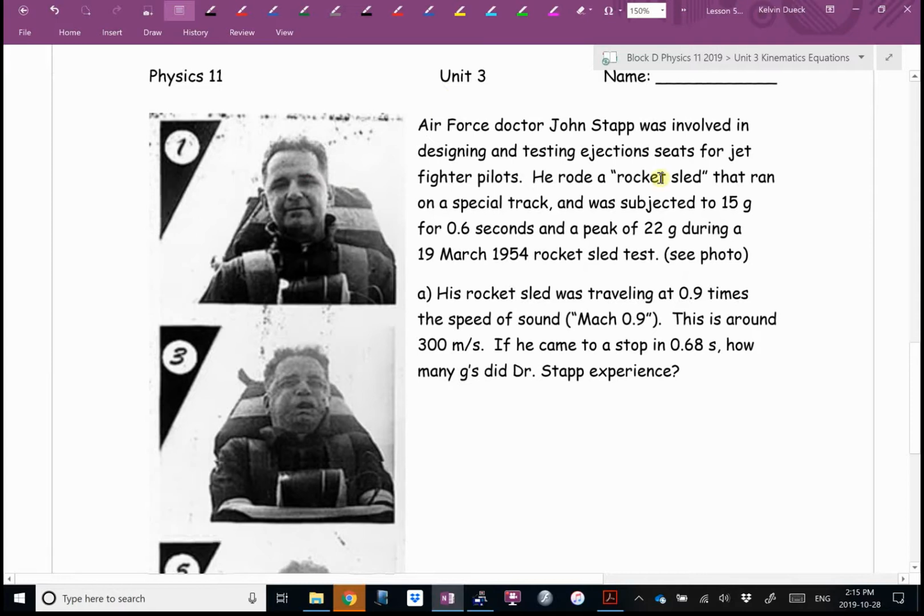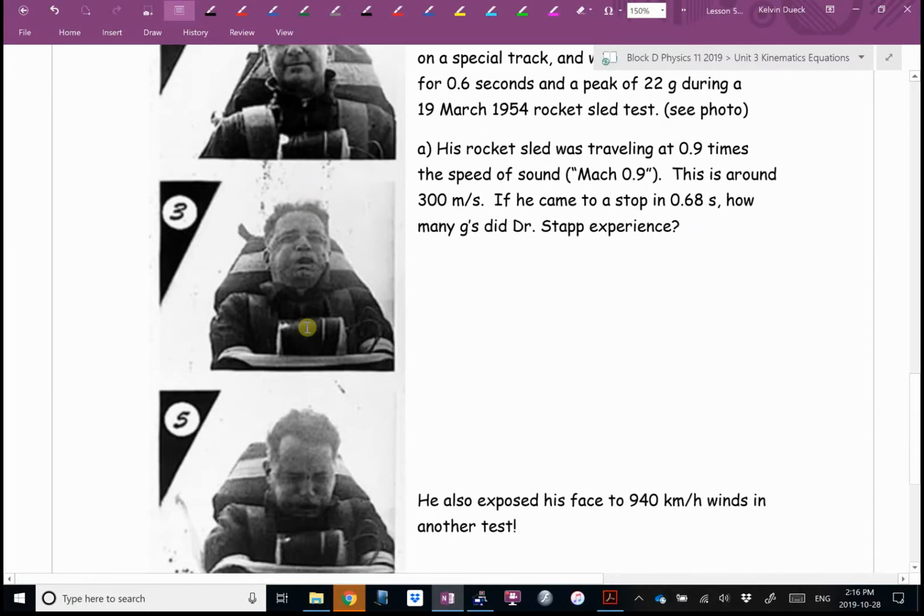So he rode a rocket sled that ran on a special track, and he was subjected to 15 G's for 0.6 seconds and a peak of 22 G's during the photo that you see here. His record was on his rocket sled, which at one point was traveling at 0.9 times the speed of sound. We call that Mach 0.9.